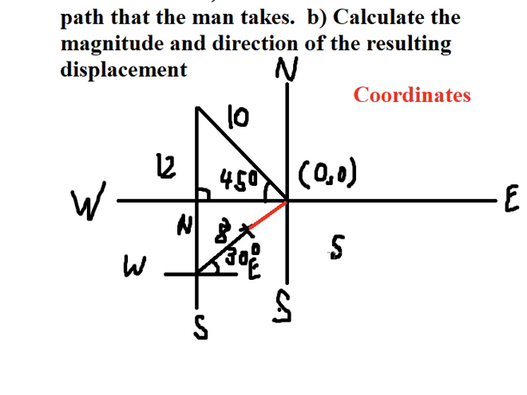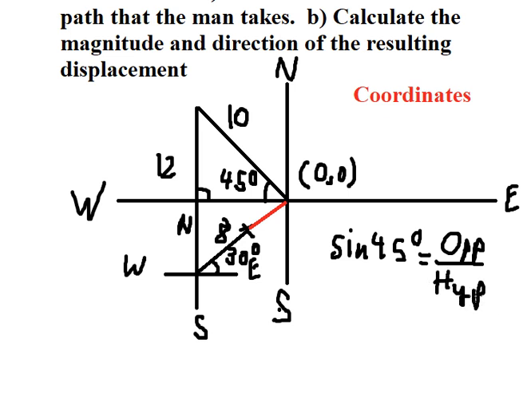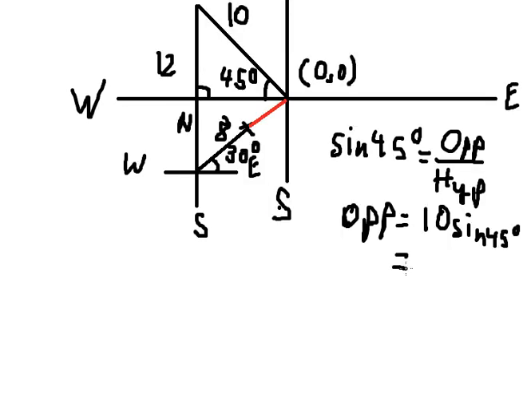So we can use sine 45 degrees, that is opposite divided by hypotenuse. The hypotenuse is 10. So we can find the opposite in here. We have 10 multiplied by sine 45 degrees. So this one, we have 5 square root of 2.